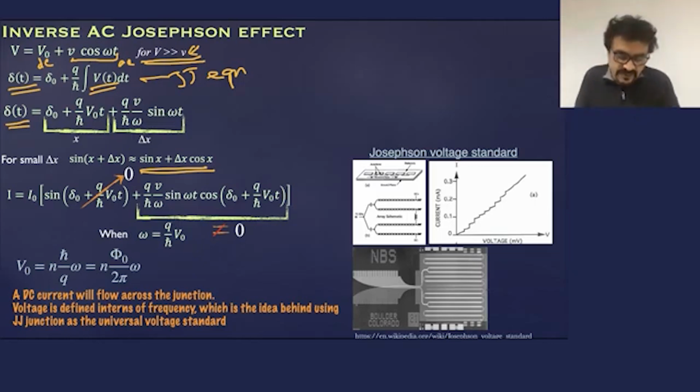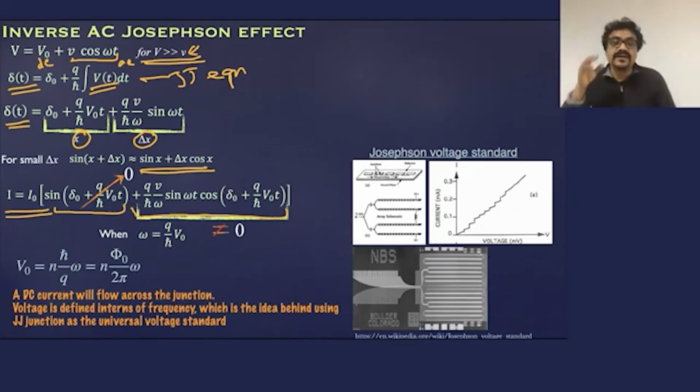When you do this, the current that you are going to get will be of this form. This is the sin x part, and this part is your delta x cos x part. Now we are interested in the DC current, that's what we are going to measure.